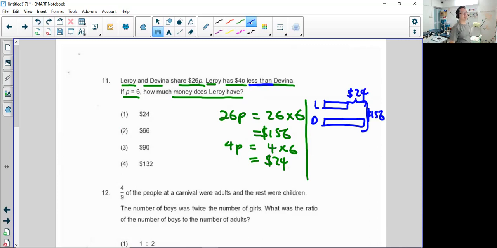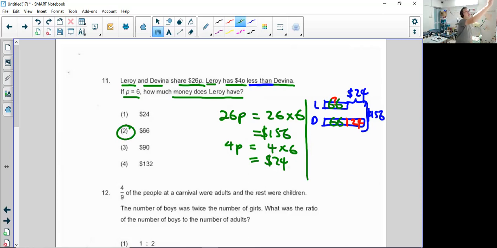So can we find how much money Leroy has, which is the shorter box here? So you take 156 minus 24, right? You cut away 24 and then divide by 2. So 156 cut away 24 and then divide by 2, you will get 66. So over here will be $66 and here also $66. So Leroy has how much money? Leroy has $66. Answer number 2. Right, question 11, answer is 2.